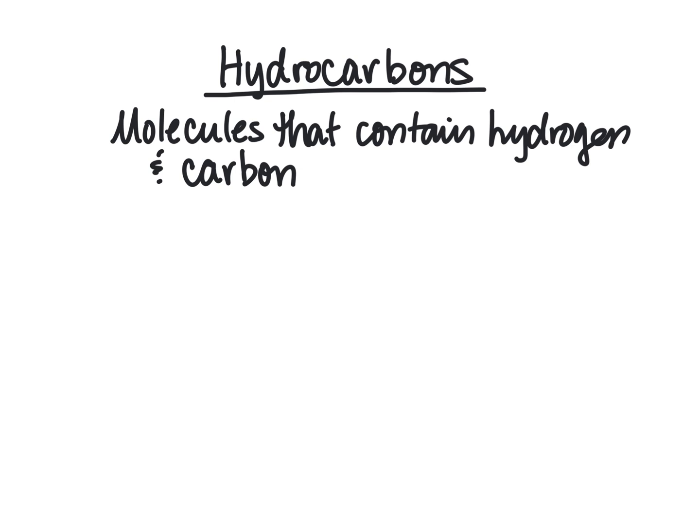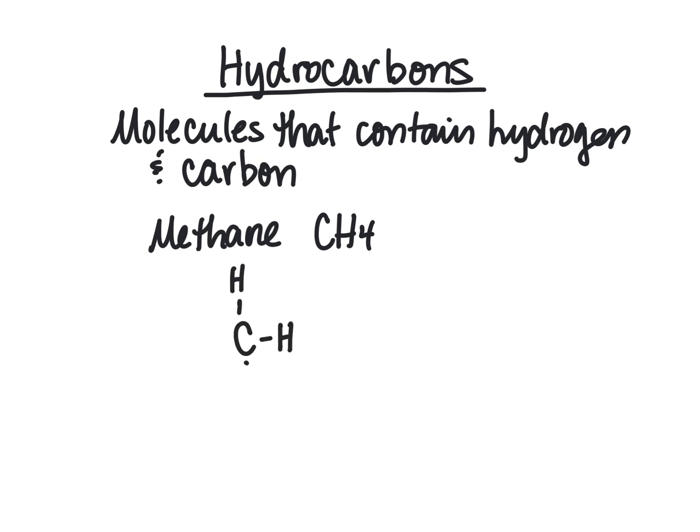So the name tells you what it is, right? A hydrocarbon has hydrogen and carbon. And the simplest hydrocarbon would be methane. And methane has a molecular formula of CH4. And it just consists of a carbon atom bonded to 4 hydrogen atoms.